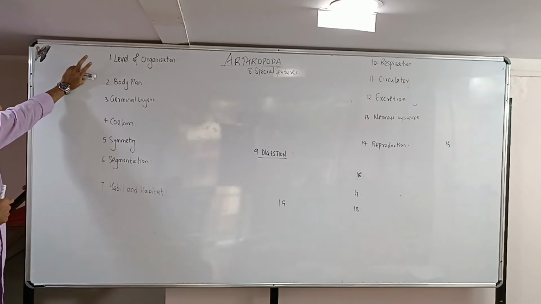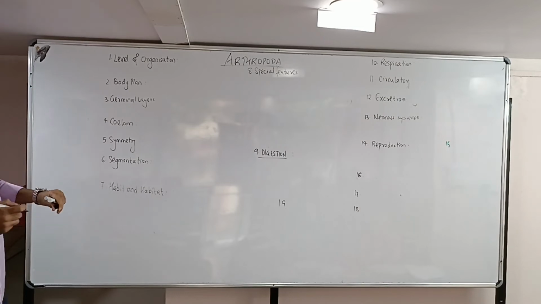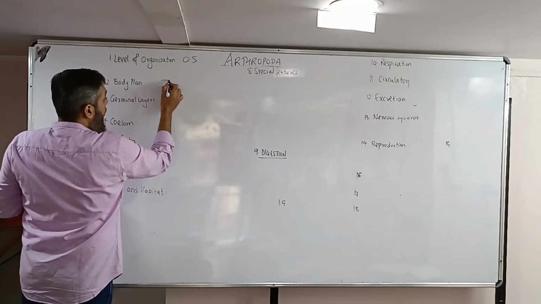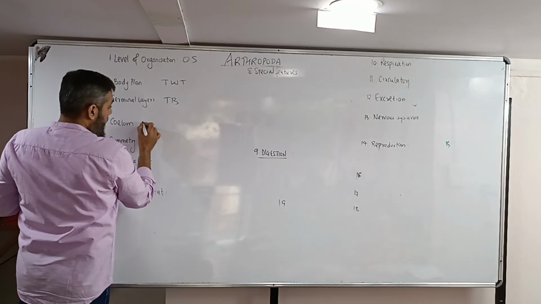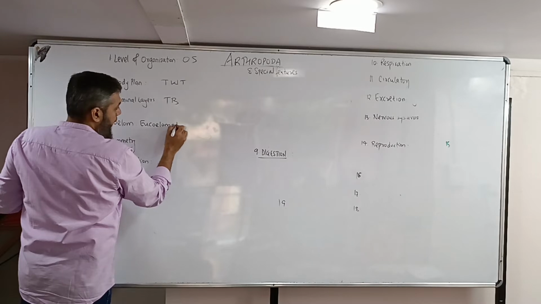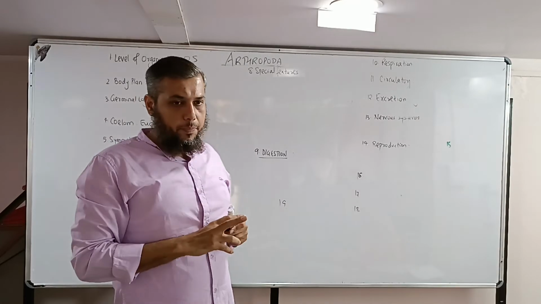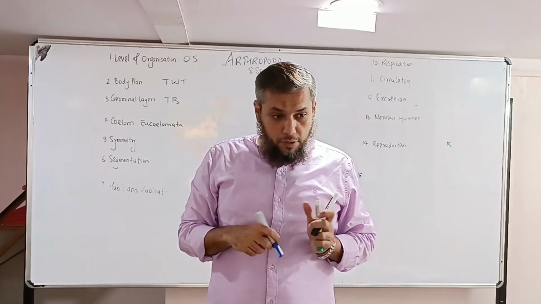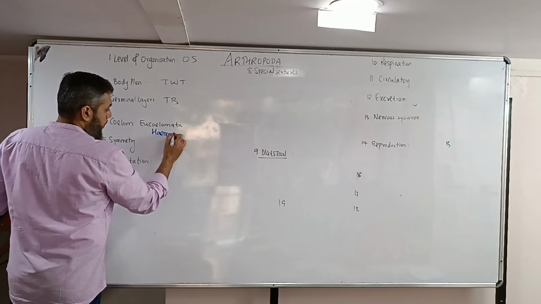Arthropoda. From level of organization to segmentation, it is going to remain almost the same. So what is the level of organization? Body plan: tube within tube. Germinal layers. Coelomata. पर यहाँ पे क्या add करेगा? When you had studied cockroach, you must have remembered that its body cavity is filled with hemolymph. Such a body cavity is called hemocoel.